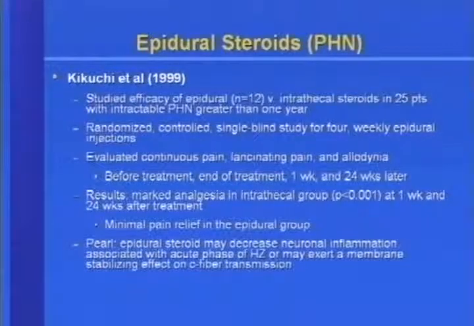So the feeling is that patients who have an acute phase, so suffer from acute herpes zoster, typically do benefit from either intrathecal, but typically not done in the United States, and mainly epidural steroids that can help reduce pain in that acute phase, because it's felt that the steroid will reduce neuronal inflammation that's associated with acute pain and may somehow stabilize the membrane with respect to C-fiber transmission.